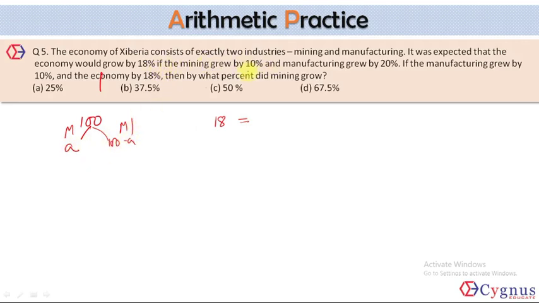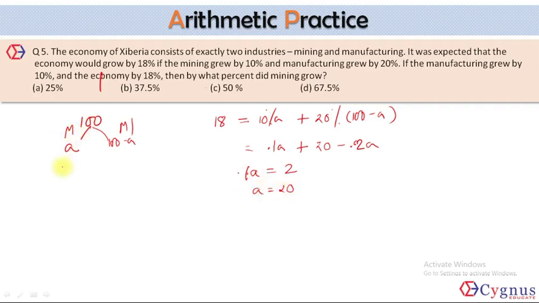If the mining grew by 10% and manufacturing by 20%, then 18 is just because of 10% of A plus 20% of 100 minus A. So if you try to calculate it, you'll get 0.1 A plus 20%, which means 1 by 5 of 100, that is 20 minus A by 5, that means 0.2 of A. So 0.1 A minus 0.2 A plus 20 is equal to 18. After that you will get 0.1 A is equal to 20 minus 18, that is equal to 2. So you will get A equal to 20 here.